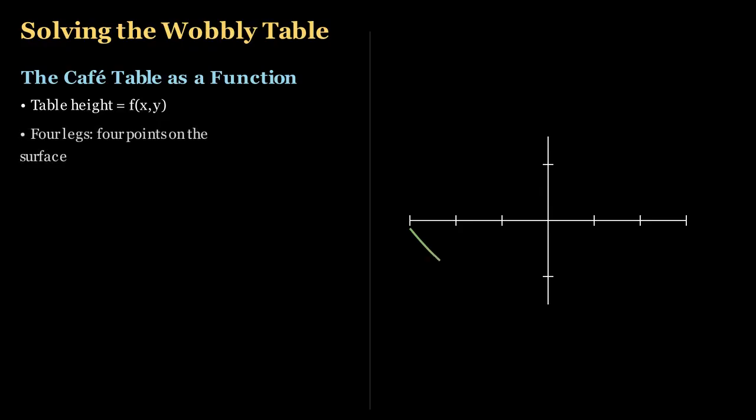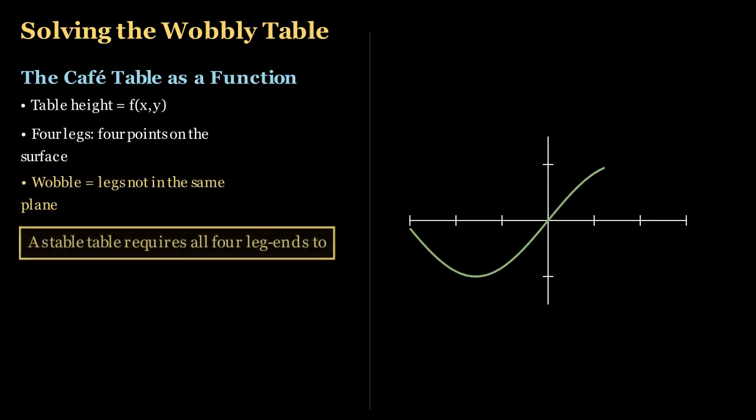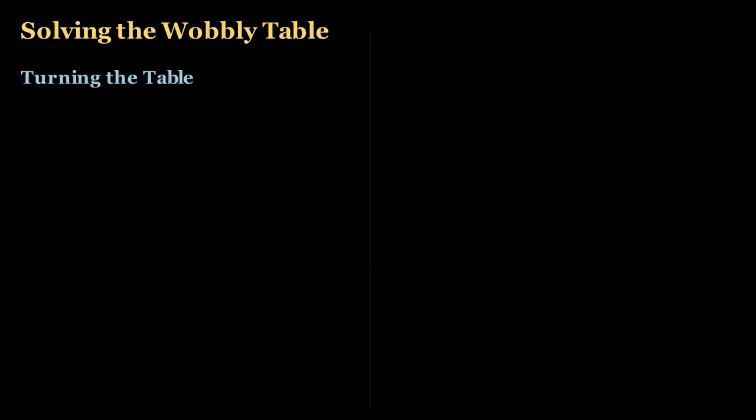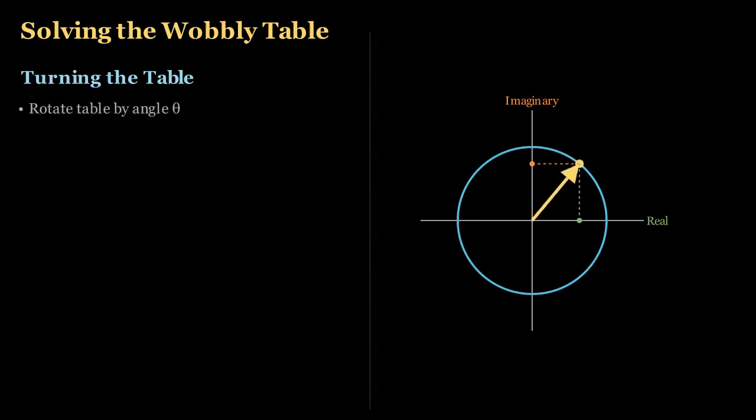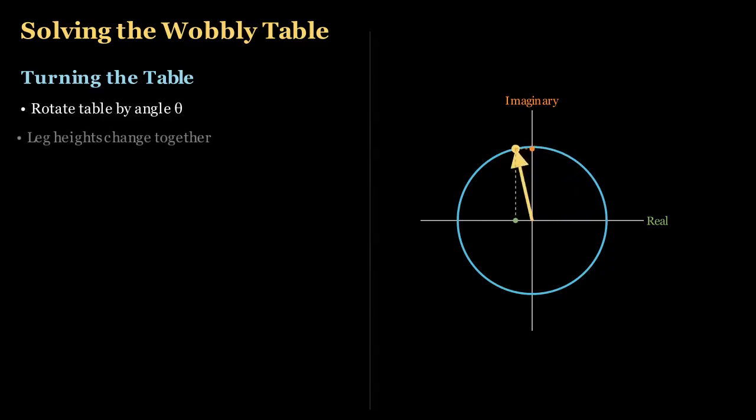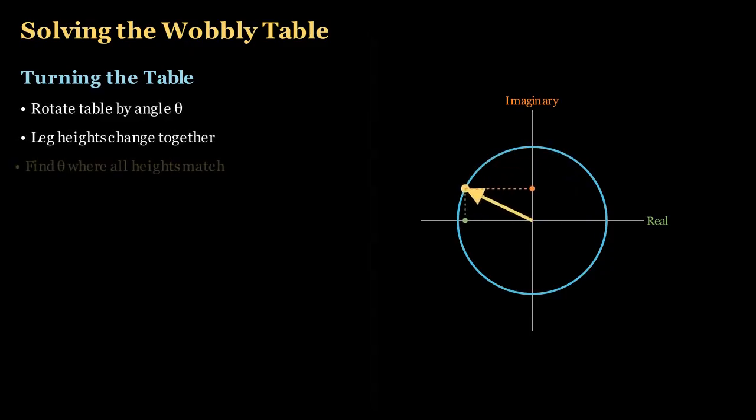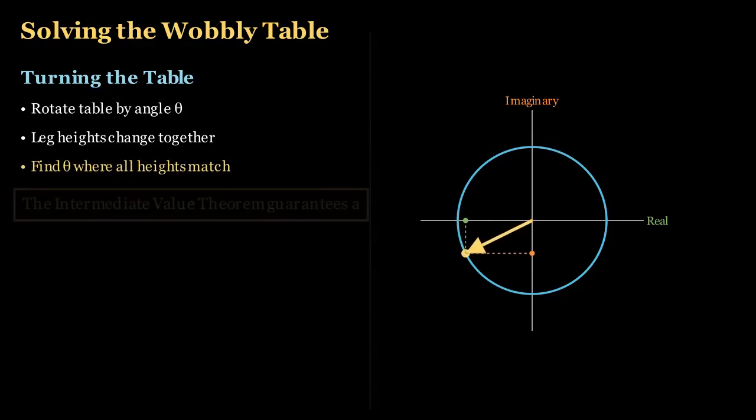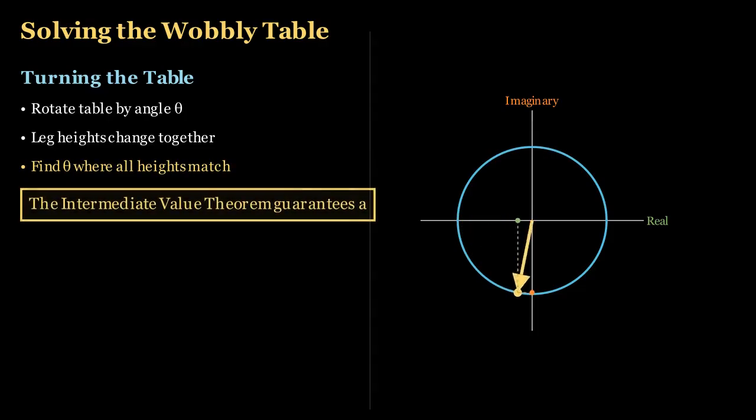Imagine the cafe floor as a bumpy surface where height is a function of position. The table's four legs land at 4 different points on this surface. A wobble means those 4 points don't all lie on one flat plane. Now, instead of shoving napkins, we rotate the table. As it turns, all 4 leg heights change simultaneously, tracing curves on the surface. We're hunting for the rotation angle where the height difference between legs vanishes.